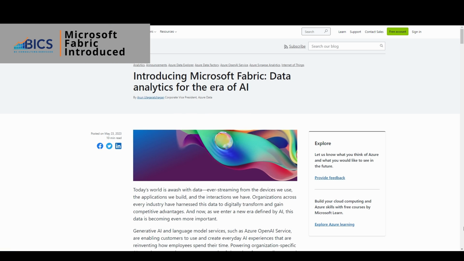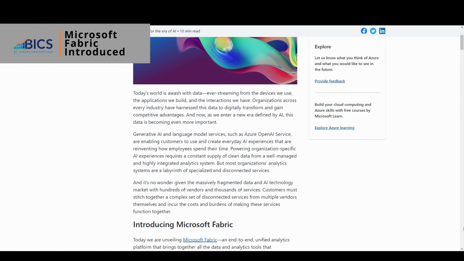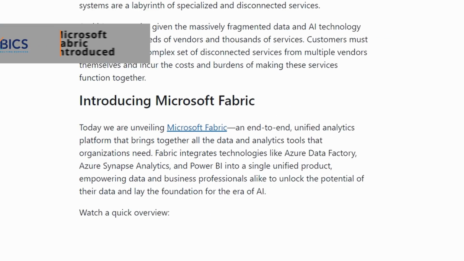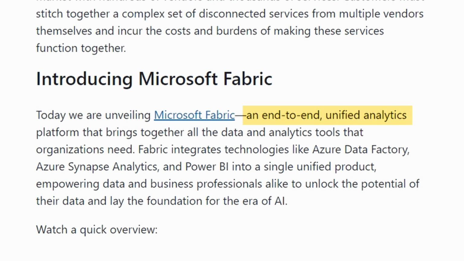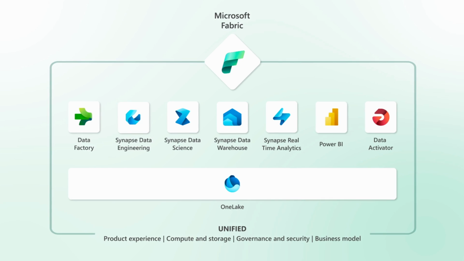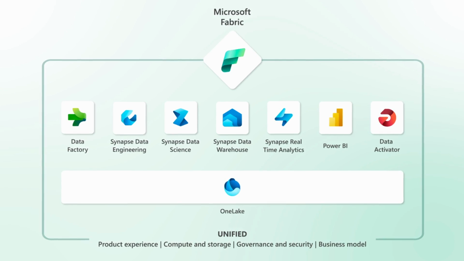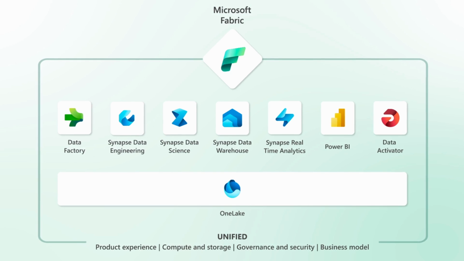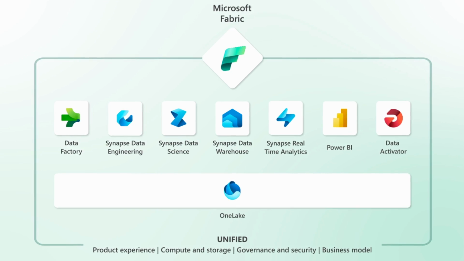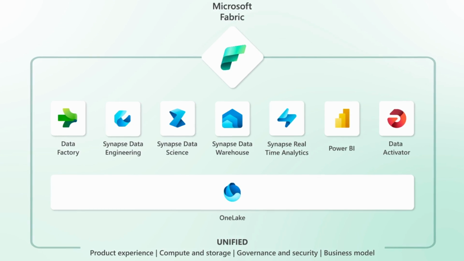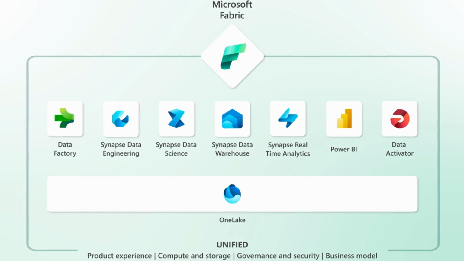On May 23rd, Microsoft introduced Fabric, which they are billing as an end-to-end unified analytics platform, bringing together all the data and analytics tools that organizations need. So what does this actually mean? In brief, Microsoft Fabric is a unified data analytics platform that unites many disparate services like data engineering, data security, and data discovery into one spot through a data hub known as OneLake.